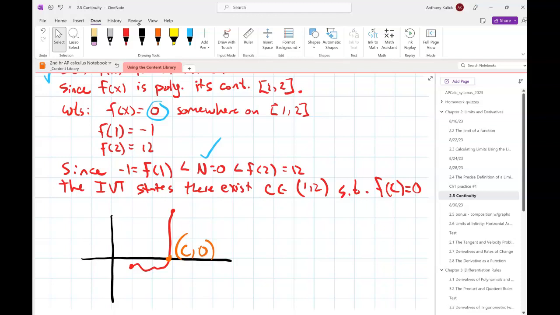Okay, that makes sense. Wait, what if it was 7 and it was 5 and 12? Would it still work? Is 7 between 5 and 12? Yeah. Great, then it works.